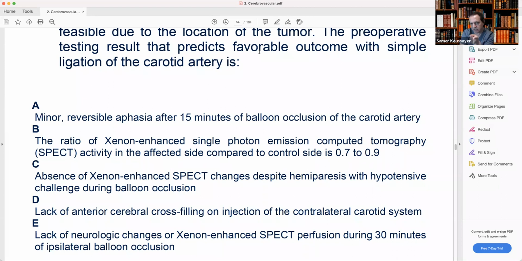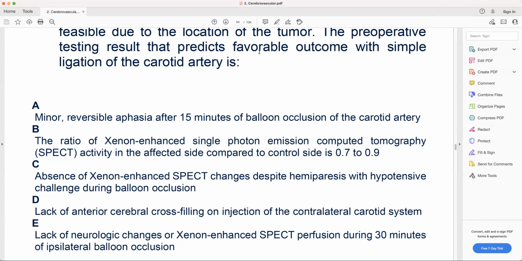This is a bad sign because, as I said, they have to be like 1, they have to be equal. Or maybe drop a little bit, like 1% is okay, like 0.9. But if you drop less than 0.9, that means this artery is important and we can't tolerate an occlusion. So this is wrong. This is a bad sign. If the SPECT activity drops more than 0.9, that means this side will be affected if you ligate the artery. Okay, the next one.